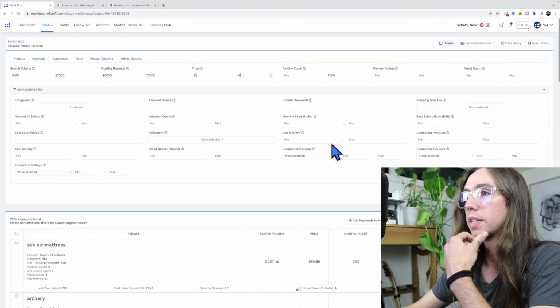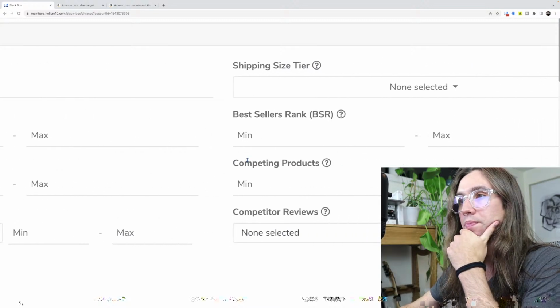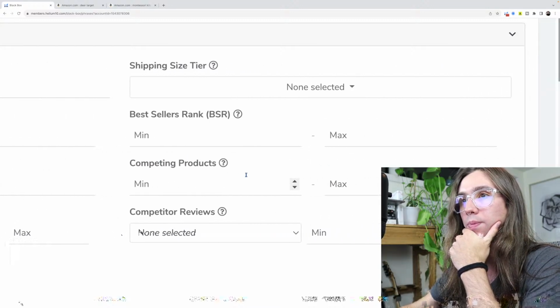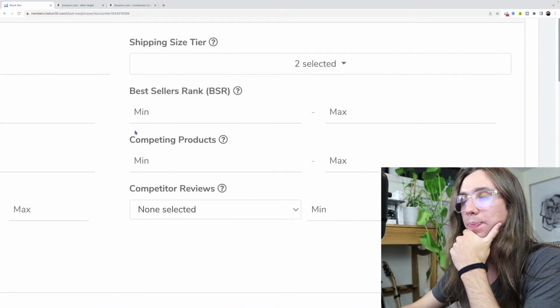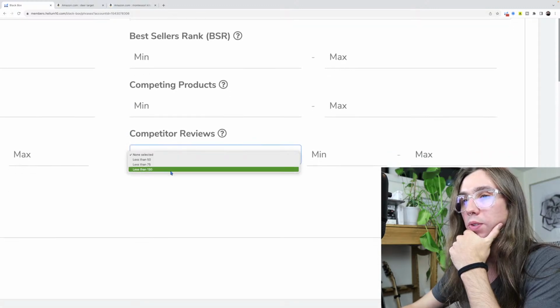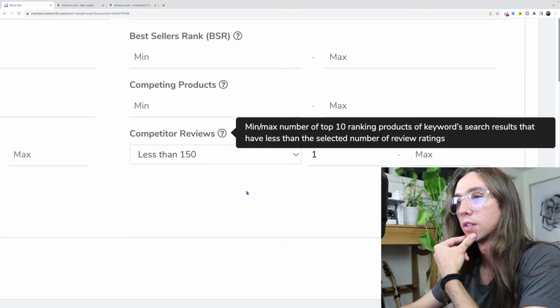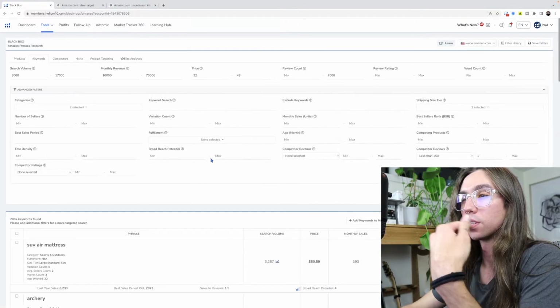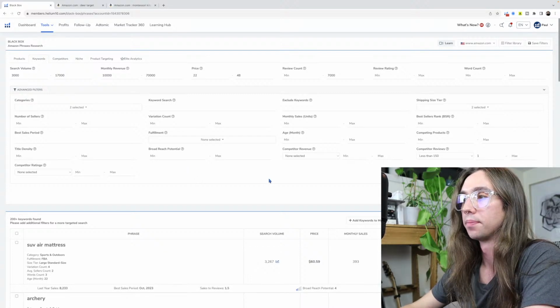let's see, we'll go into some of these more advanced filters now. Where to start? Let's go shipping tier and no oversize. Competitor reviews is interesting. So you could do like one in the top 10 that has only 150 reviews, which kind of shows there's someone new there that's winning. Okay. Yeah, let's do that.